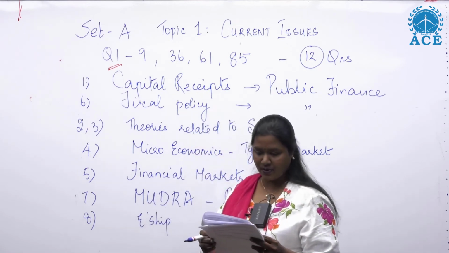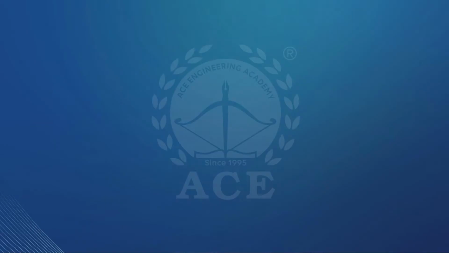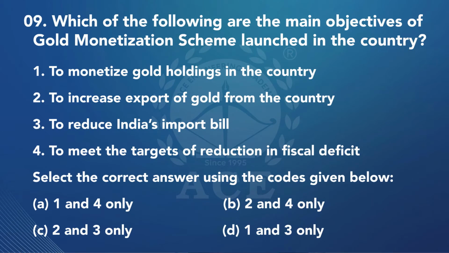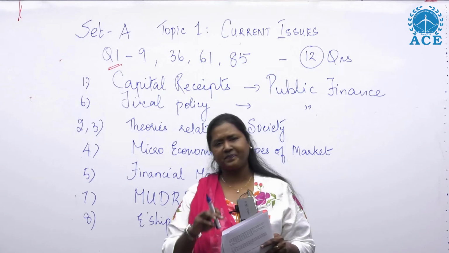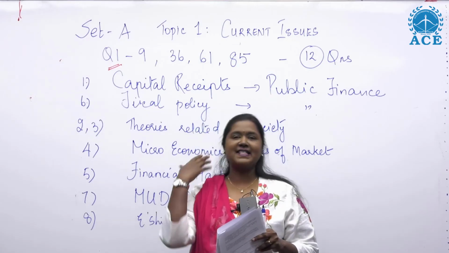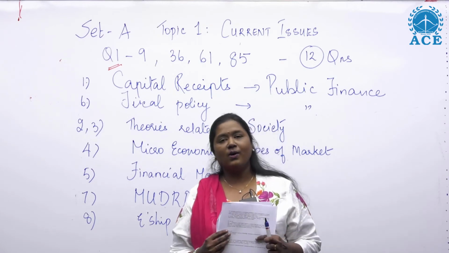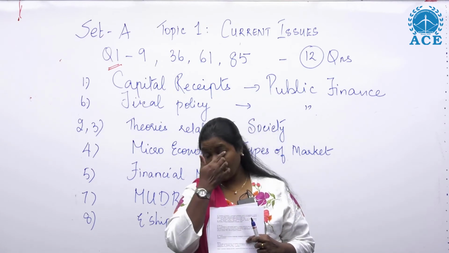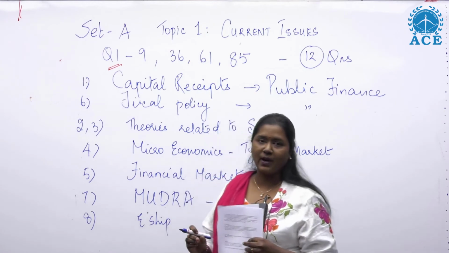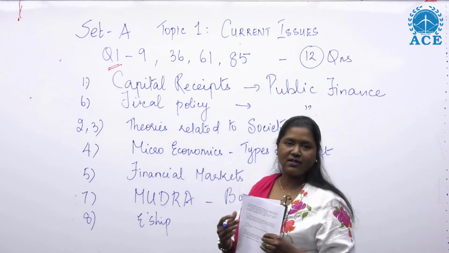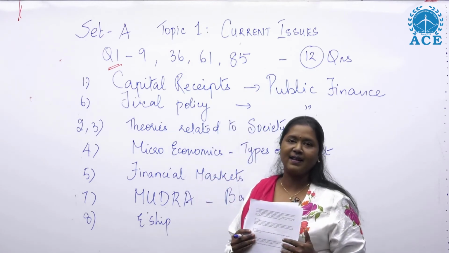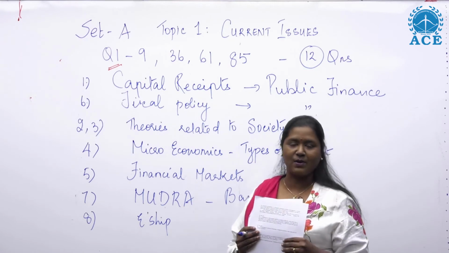Next one, let us come to the 9th one. Which of the following are the main objectives of the gold monetization scheme launched in the country? Now, we talked about this at length in class related to gold monetization, right. Gold is one of our imports. We import gold, and when we import, what happens? There is a pressure on our balance. What balance? Current account balance.